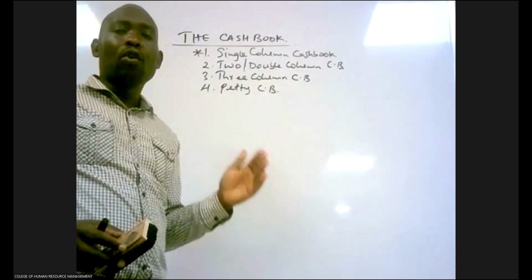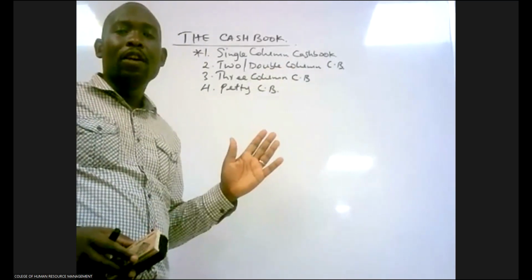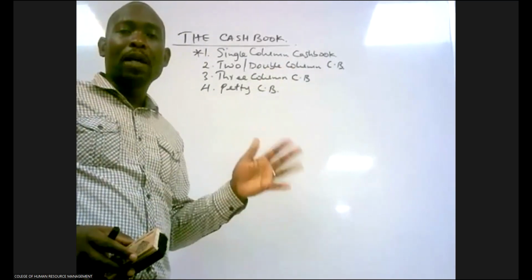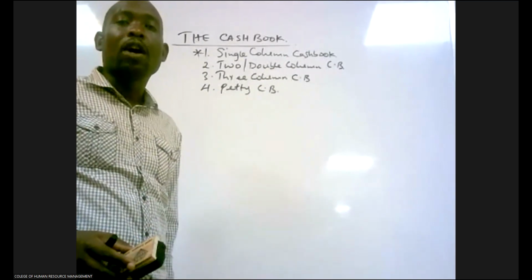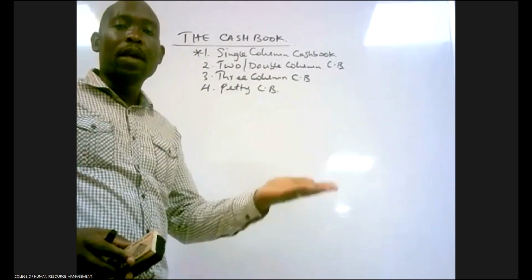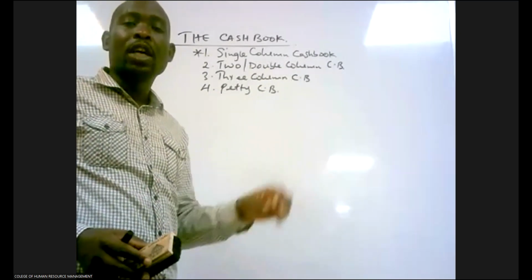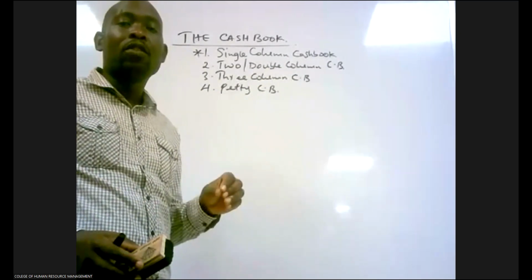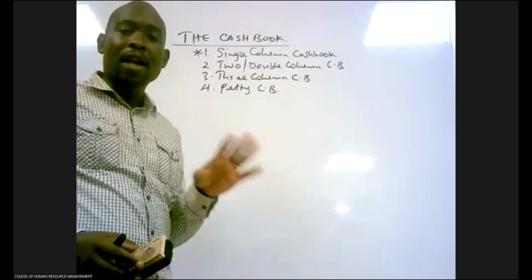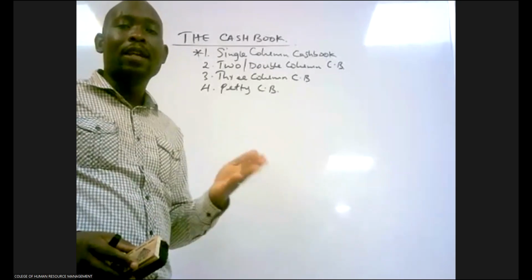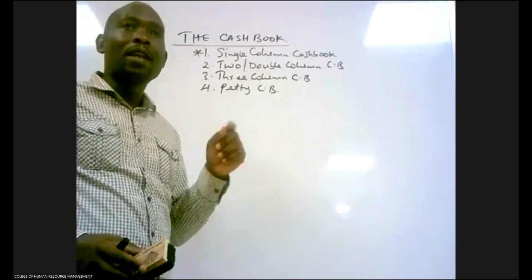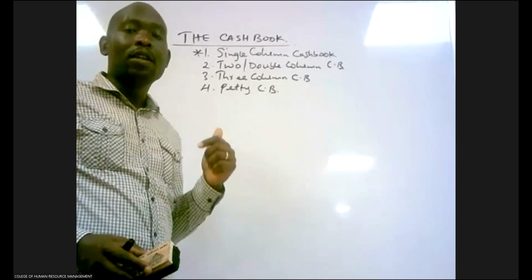Anything that is bought or sold on credit cannot be entered in the cash book at the date of sale or purchase because no cash is involved. We are not paying or receiving cash on that date, so you just omit that transaction. You wait until the date the payment is made, and that is the date you enter it in your cash book.